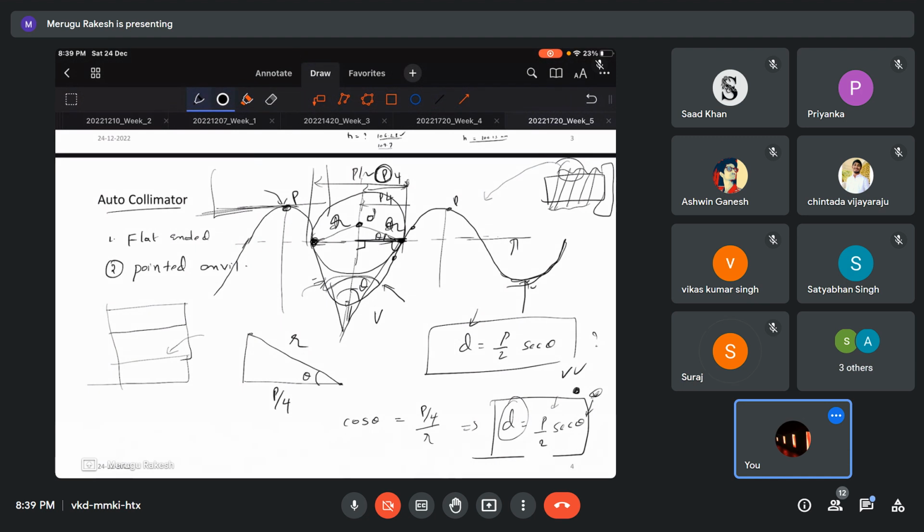I'm just saying how the questions they might ask. Initially they can directly ask you, given this pitch value and the thread angle theta, what is this best wire size. Or they will give the best wire size and ask you the pitch value. So this is something to remember about the best wire size. If you don't know the best wire size, it is difficult. You should remember that, that's it. This is a simple concept.